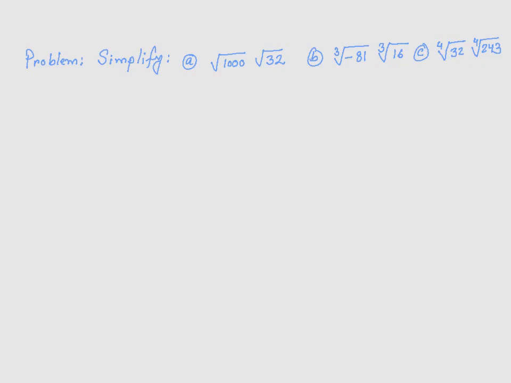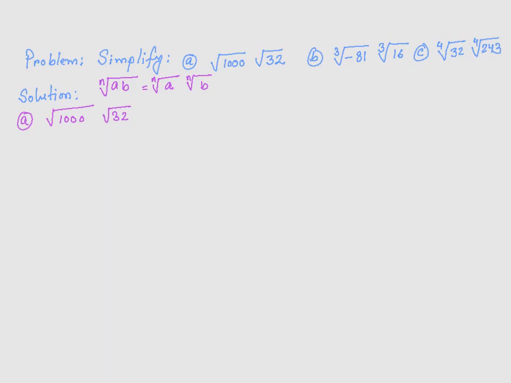In this video, I am going to use properties of radicals to simplify these given radical expressions. Let's simplify the first problem. In order to simplify the first problem, I am going to be using this formula: nth root of a times b is equal to nth root of a times nth root of b.